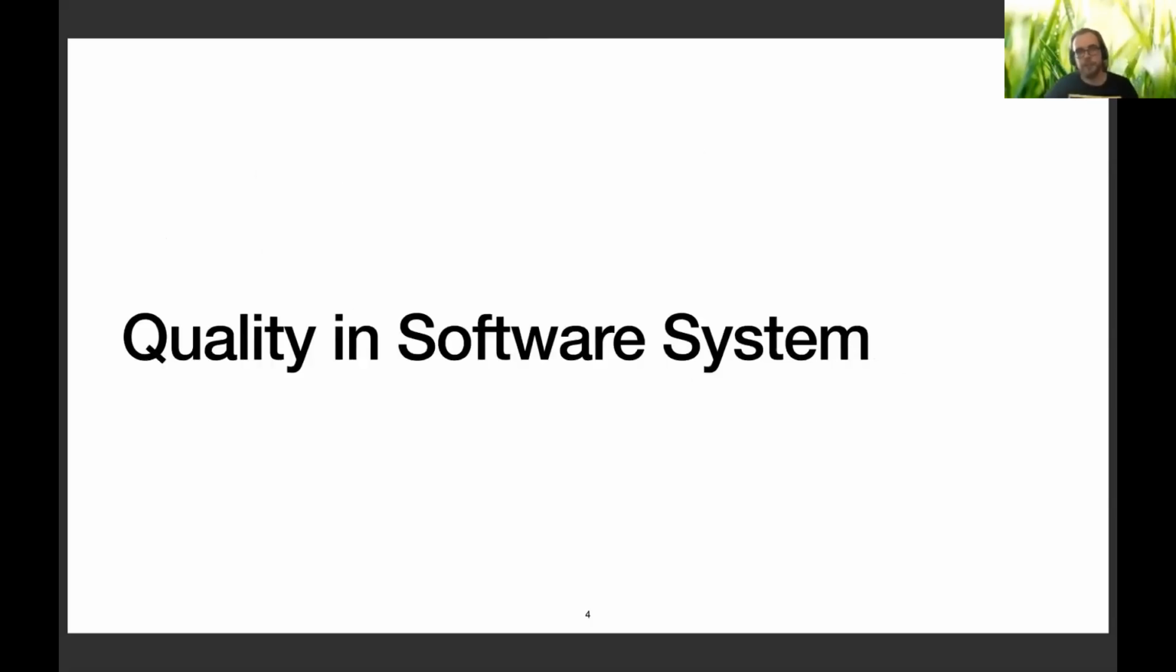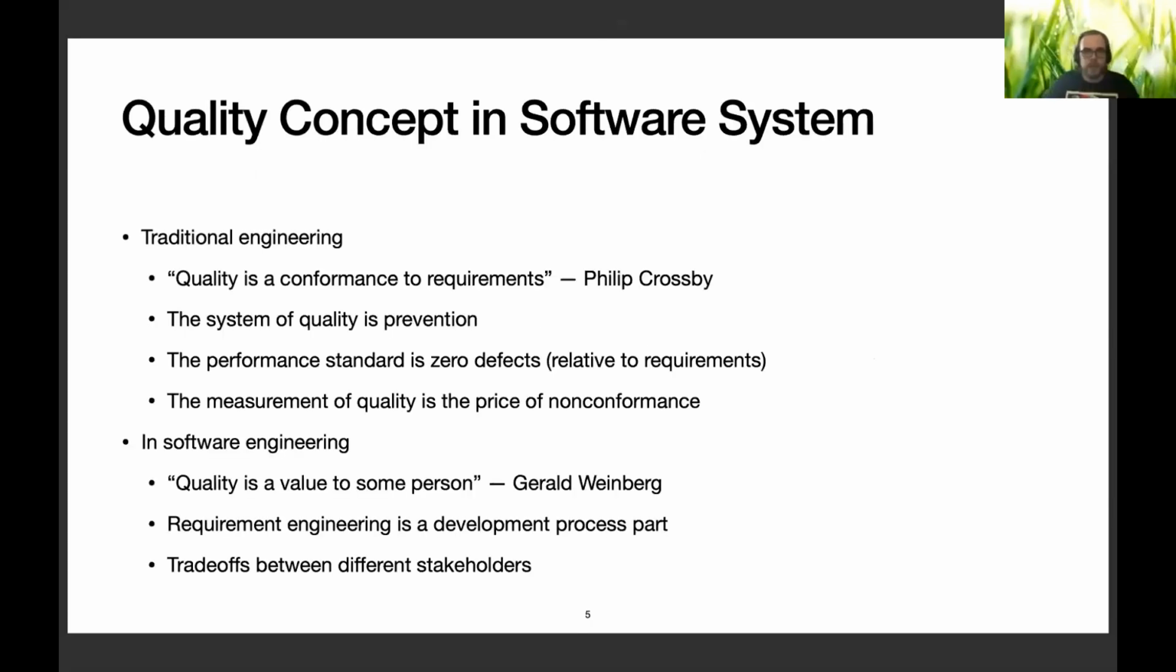Okay, let's continue. Quality of software systems. Before we start, we need to define what the quality of a software system is. Here we have two opposite opinions on this question. First of all, there is the traditional engineering definition that quality is conformance to requirements. That definition was presented by Philip Crosby in his work Quality is Free, and it is not fully applicable to software engineering as a practice, as a discipline.